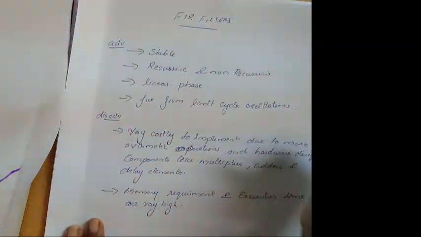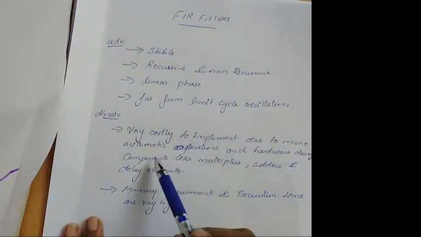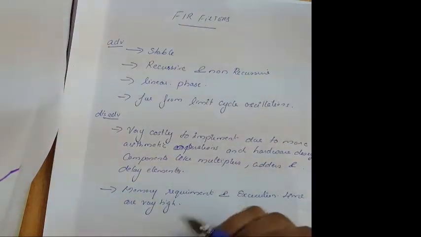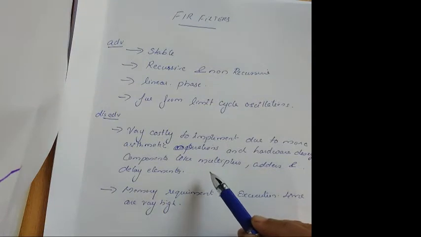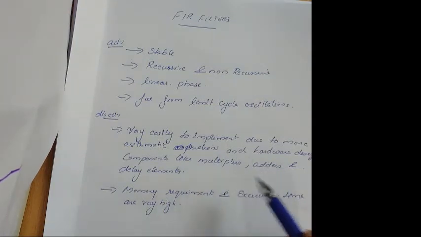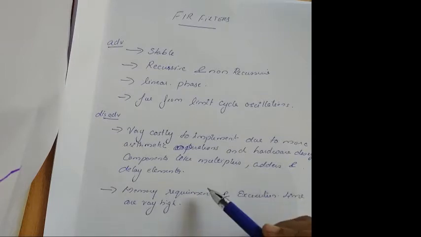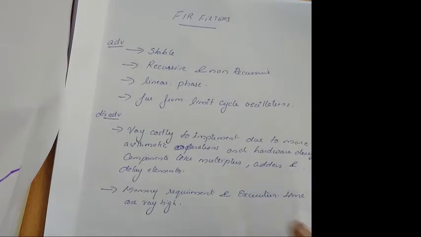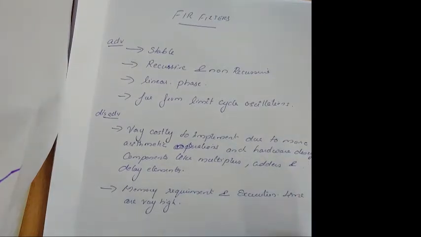The main disadvantage of this FIR filter is that they consist of more arithmetic operations. That means the number of operations will be more, and the component requirements or the hardware requirements needed to design this filter, such as multipliers, adders and delays, will be more. And the memory space also will be more. These are the disadvantages of an FIR filter.